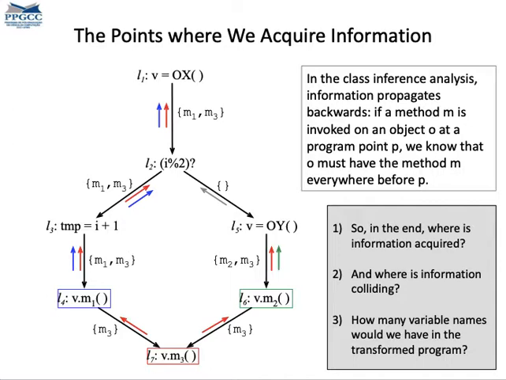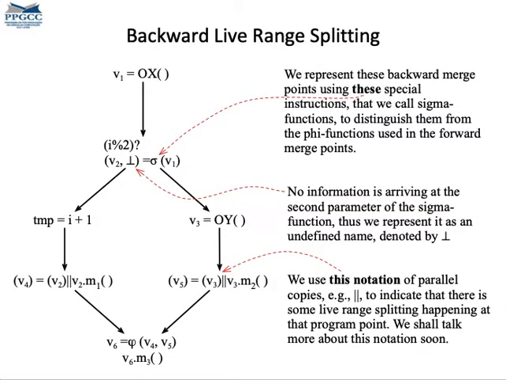For our example, we have these dataflow facts flowing across the program. Each color represents a different dataflow fact. New facts arise when we invoke methods or when we instantiate objects. To add the single information property to the analysis, we need to split live ranges whenever methods are invoked onto objects. And we need to join information at the points where information collides.